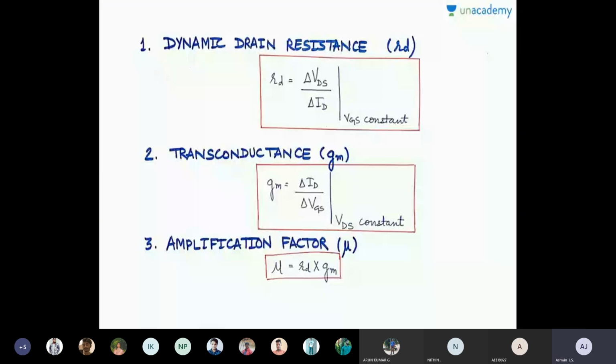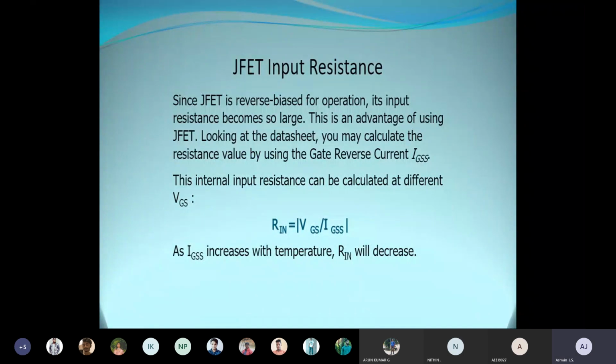Next is input resistance. Most probably we are not going to calculate input resistance that much. If you look at input resistance, they are talking about the gate to source voltage with respect to the gate to source current. The gate to source current is very minor. Why? Because the voltage which we give will be negative and the current flow is very less.